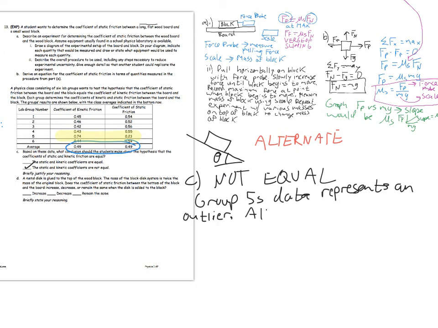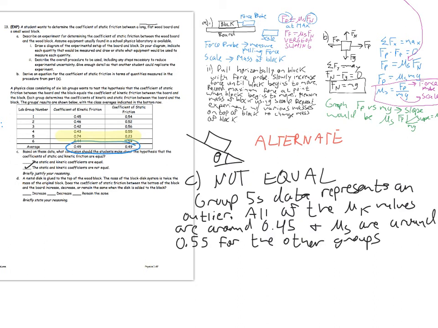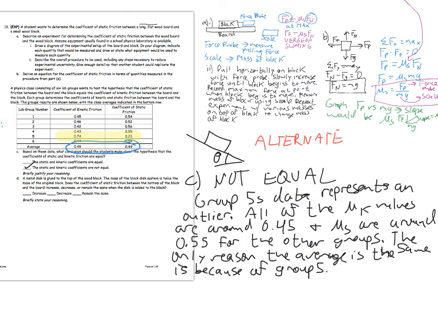I would say all of the kinetic coefficients are around 0.45, while all the statics are around 0.55 for the other groups. And then I would finish by saying the only reason the averages are the same is because group 5 has data that is an outlier. So there's our answer to part C.